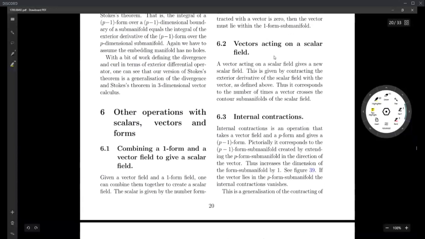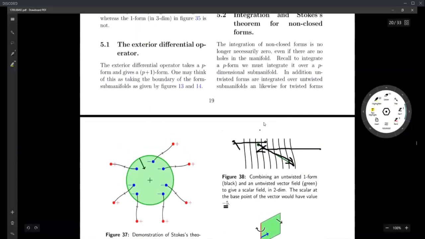So the next one is vectors acting on a scalar field. A vector acting on a scalar field gives a new scalar field. It's not needed. Rishi wants it. Okay. Yeah. Like, how is it oriented to the... See, right?